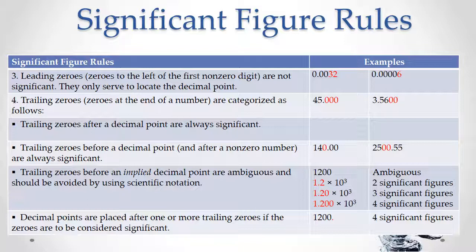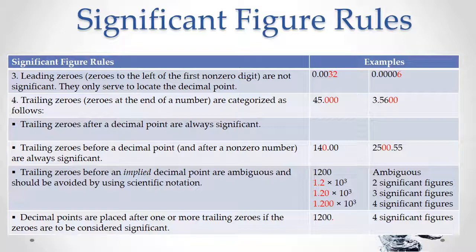Trailing zeros that occur before an implied decimal point are ambiguous and should be avoided by using scientific notation. The number 1200 does not have a decimal point at the end of the number, so it is said to be ambiguous, and we do not know how many significant figures there are.